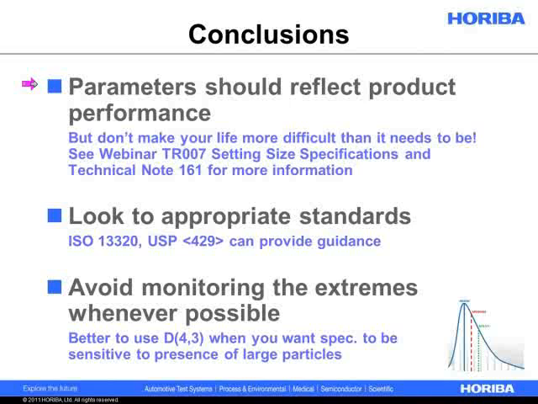So some conclusions for this section. The parameters and statistics that you choose should ideally reflect product performance or process performance, and don't need to make your life any more difficult. I'd recommend looking at webinar TR007 called Setting Size Specifications, and Technical Note 161, which has the same title, in our Download Center. Both of those cover a lot more information in depth about how to choose rational size specifications that make a lot of sense and maybe aren't so very difficult.